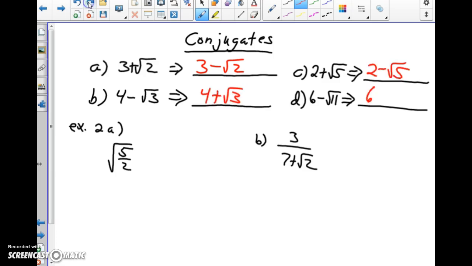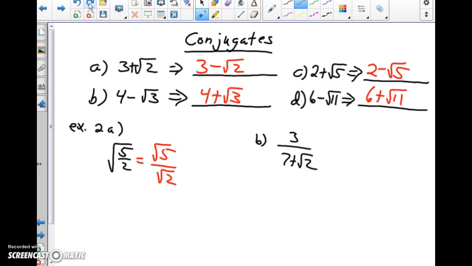Okay, so good. You guys understand that? Yeah, it's a plus. Okay, all right. So now here's what we're talking about here. The square root of 5 halves. You gotta break it up, right? So it's going to be what? The square root of 5 over the square root of 2. Very good. You saw this last year. The square root of 5 over the square root of 2.